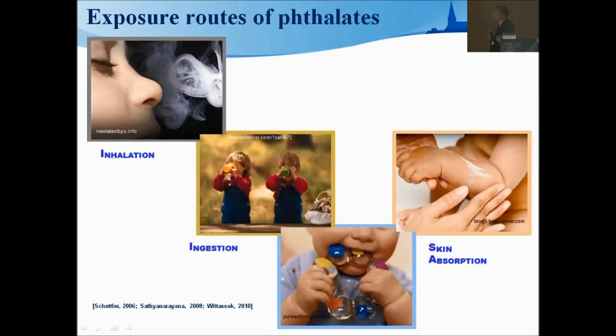For children, the exposure routes of phthalate may be via inhalation, ingestion, and skin absorption. Children have low body weight, so they have a high exposure dose. And children have hand-to-mouth behavior, such as sucking or mouthing dust. So house dust is the major exposure source for phthalate.